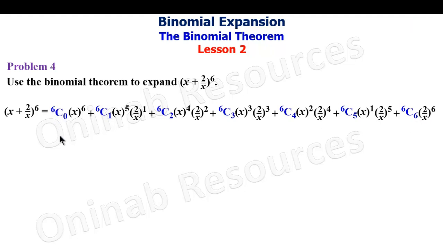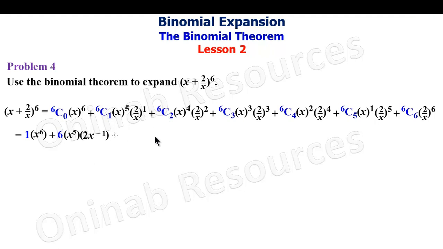Then plus 6 combination 6, this is gone, so we have 2 over x raised to power 6. So we simplify the coefficient. 6 combination 0 gives 1, then x raised to power 6, plus 6 combination 1 gives 6, then x raised to power 5, then this one is going to give us 2x raised to power negative 1, since 2 over x can be written as 1 over x times 2, and 1 over x is x raised to power negative 1. Multiplying it by 2, we have 2x raised to power negative 1.